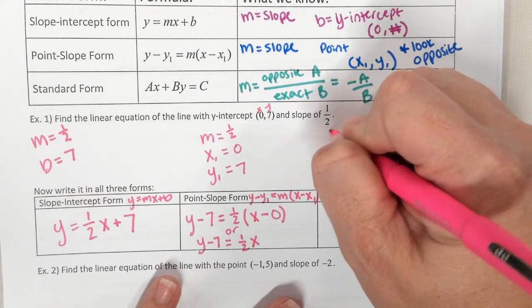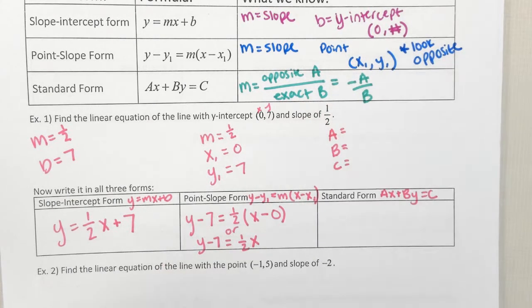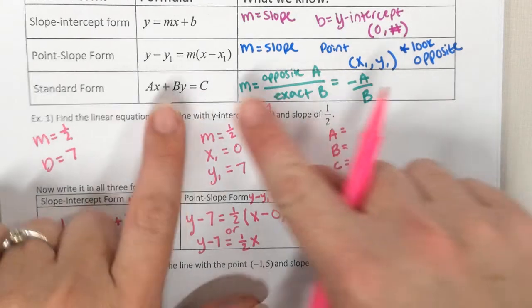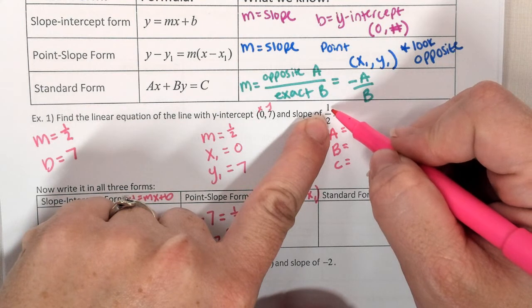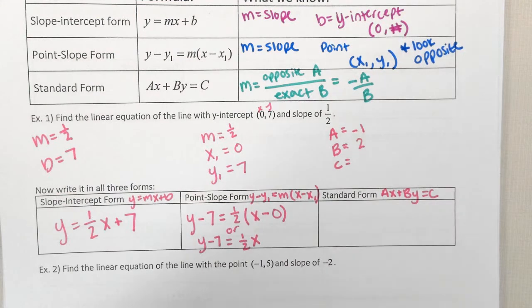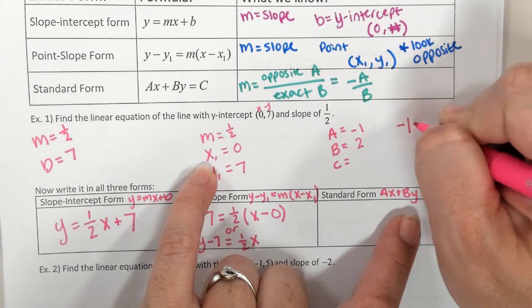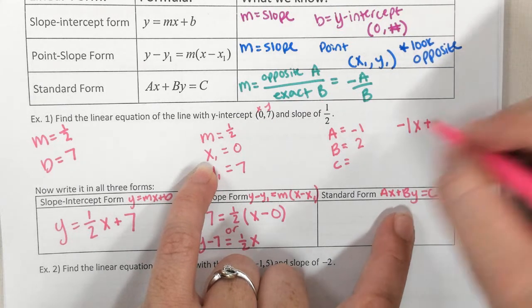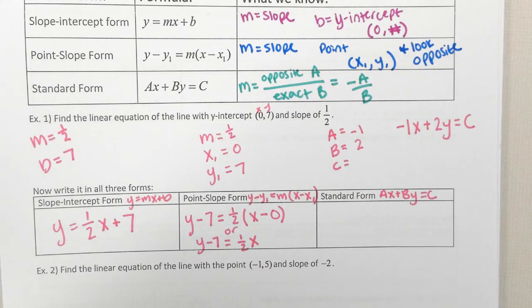Okay, so with standard form, we know we need A, B, and C. Well, what we know about standard form is that slope is your opposite of A over B. Well, what's the opposite of my top number? -1 over my bottom number. 2. So I already know A and B. But what do I not know? C. So I'm going to plug in what I do know to the ax plus by equals c. So I know A is -1x plus by, so 2y, equals c. I do not know c, so I'm going to put a c.